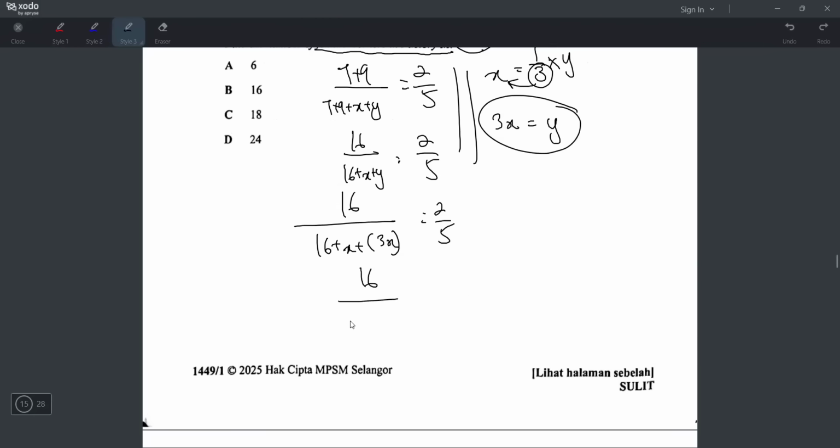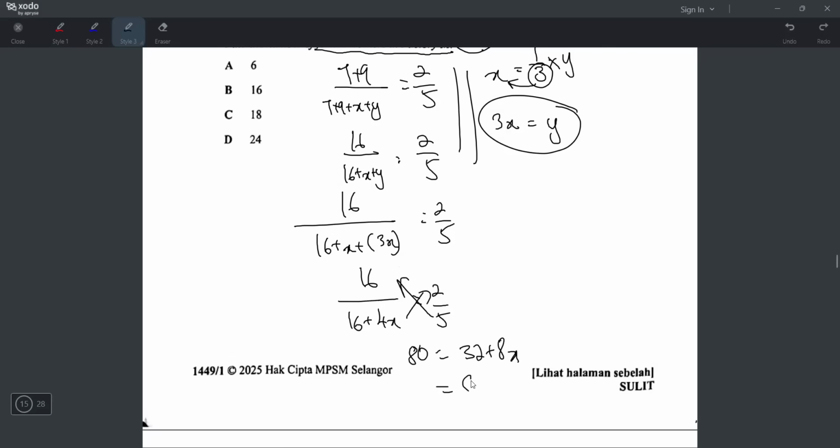So 16 over 16 plus 3X plus 1X is 4X, equals 2/5. You're trying to find X, but your X is at the bottom now. When it's at the bottom and it's a single fraction on both sides, you can cross multiply. When you have something over something equals something over something, especially when the thing you want to find is at the bottom, that's the perfect chance to cross multiply. 5 times 16 is 80, 2 times 16 is 32, 2 times 4 is 8X.